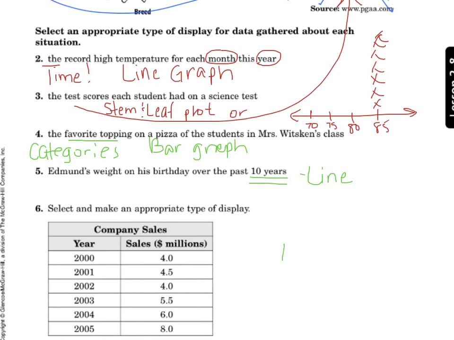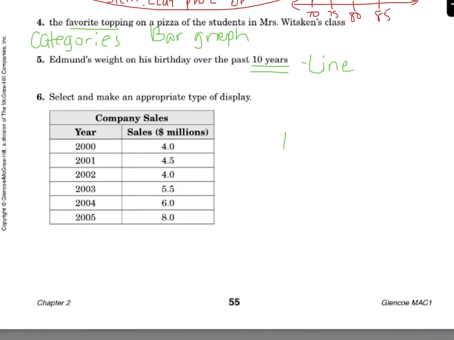Okay, number 6, select and make an appropriate type of display. This is going to be what you do on your own. I'm going to be checking your work to see if you know how to draw the appropriate type of graph for this table. On your mark, get set, go.